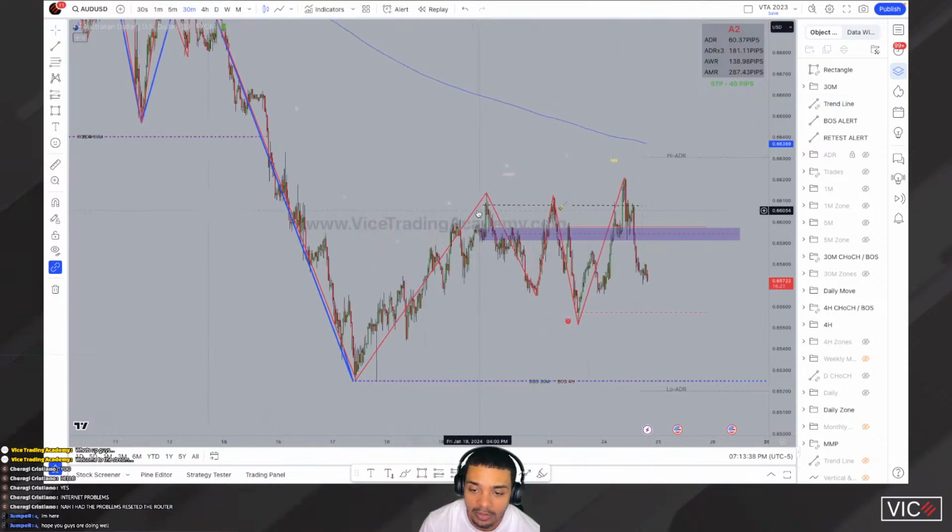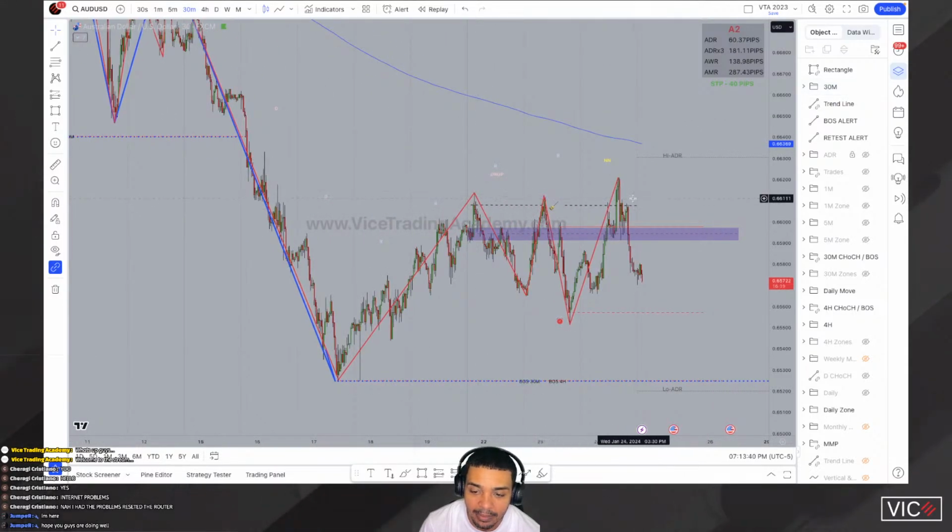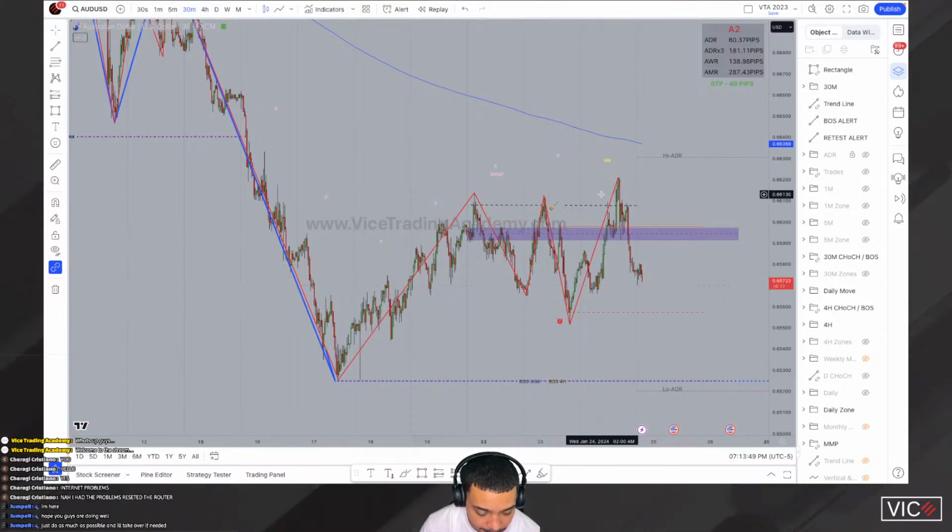So we literally set up in a nice little chop, right? Notice how they extended down and then extended up, right? They manipulated to the bottom, they manipulated to the top.